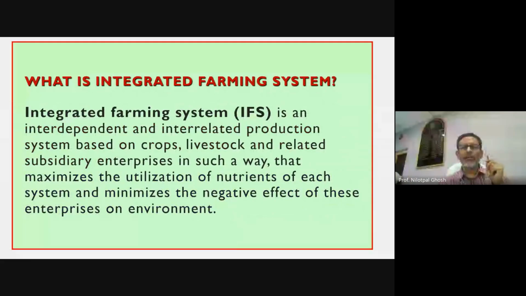interrelated and being used. And the integrated farming system is an interdependent and interrelated production system based on crop, livestock, whatever we have discussed many times, without a negative effect on the environment. That is very, very important.